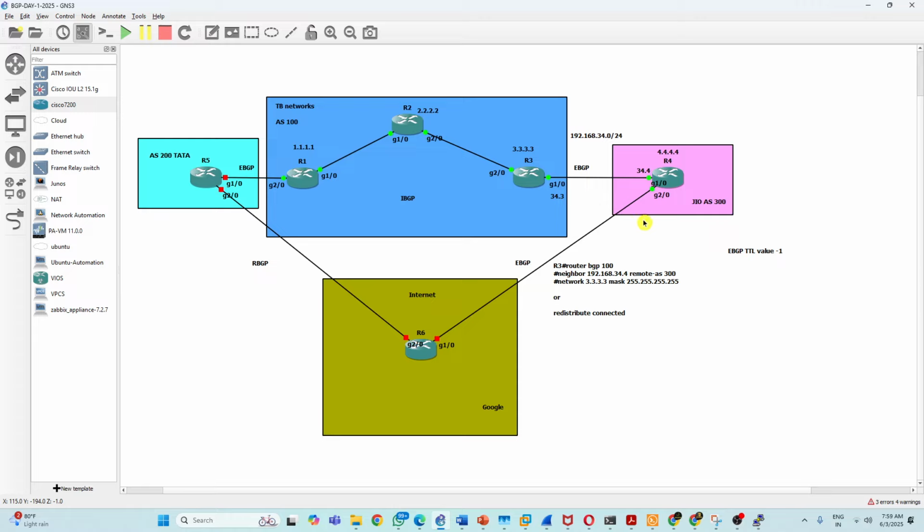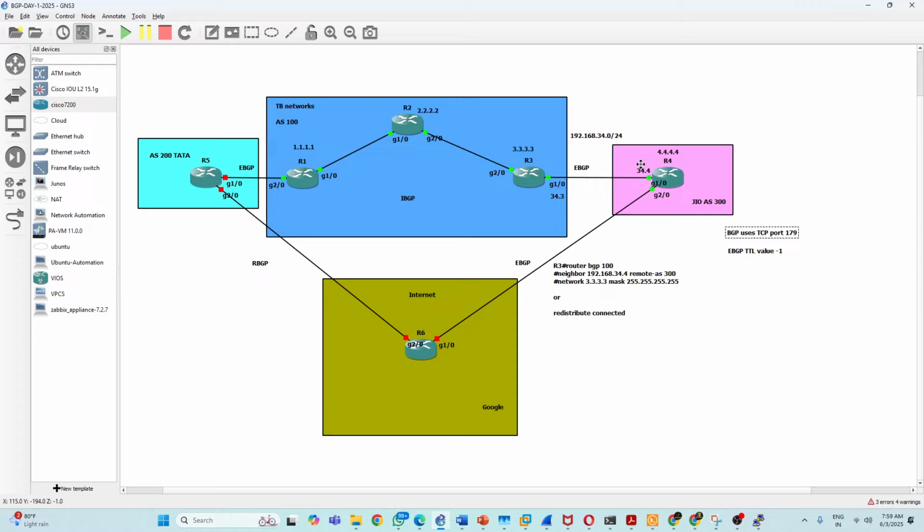BGP also uses TCP, port 179. It will also establish a three-way handshake, but to do that with the neighbor, it should have reachability. Since it's point to point, it has reachability. For 4.4.4.4, it doesn't have reachability. To have reachability, you can configure any IGP protocol or any static route.